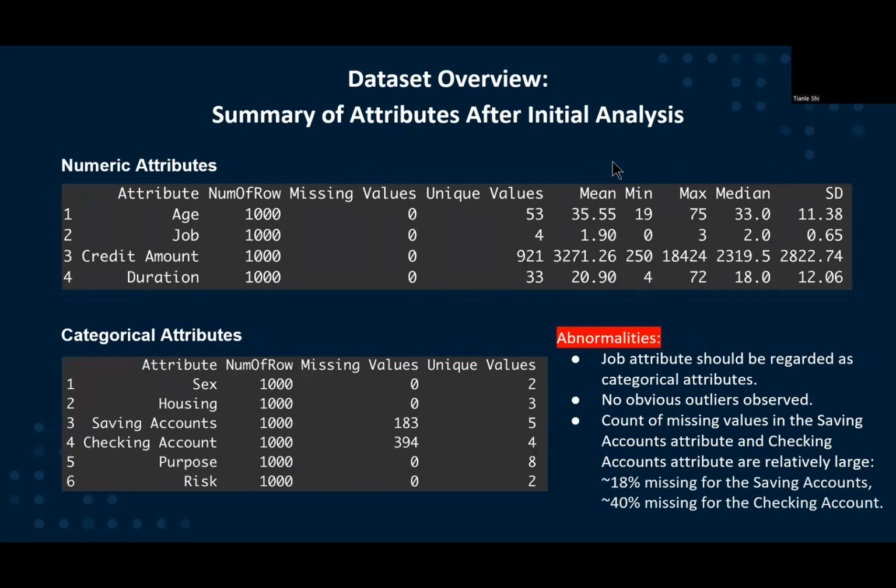From the summary, we can see that the job attribute should be regarded as categorical. There are no obvious outliers, and there is a relatively large amount of missing values in the saving account and checking account.